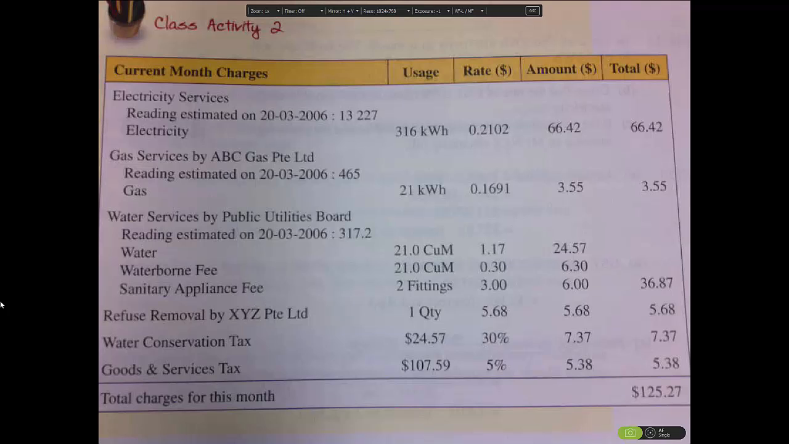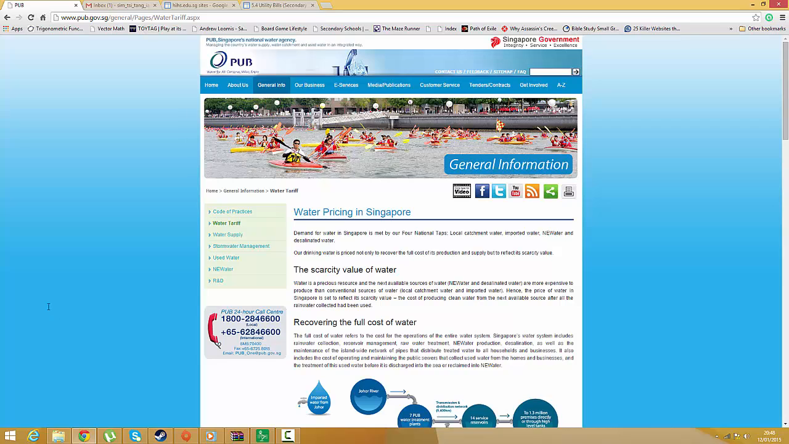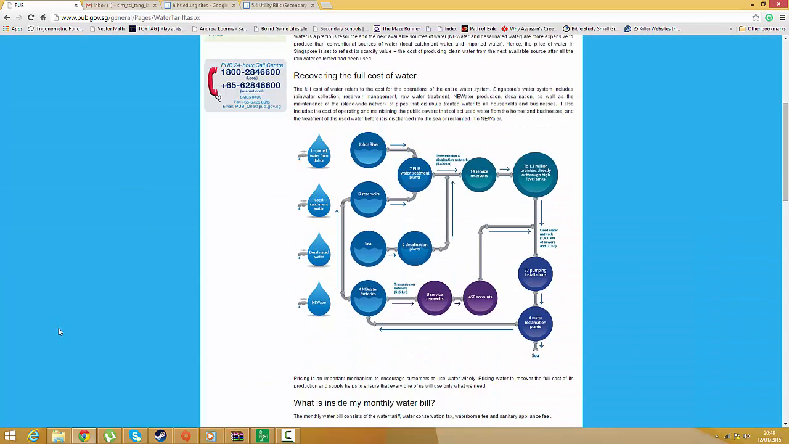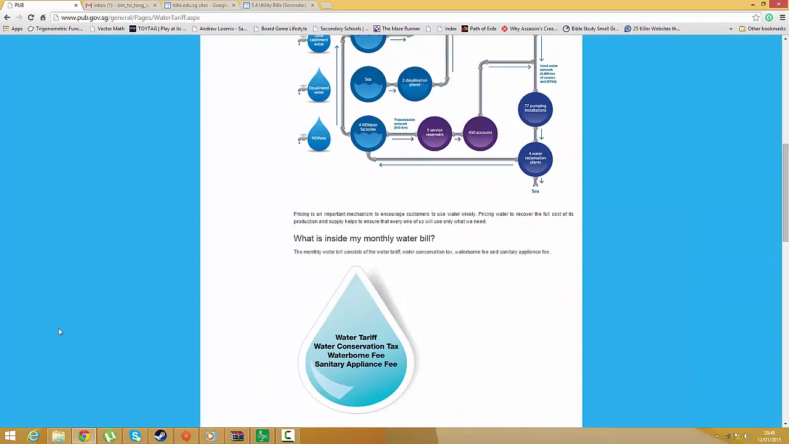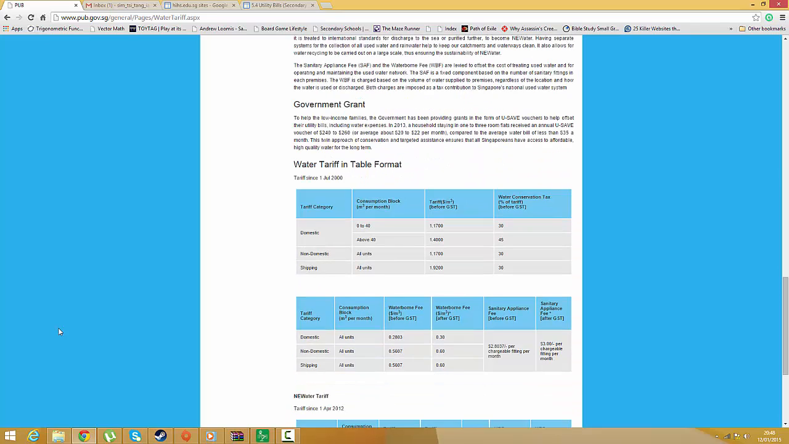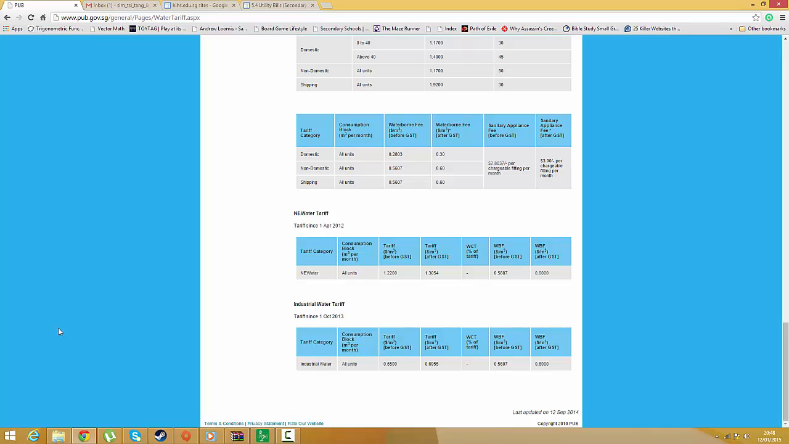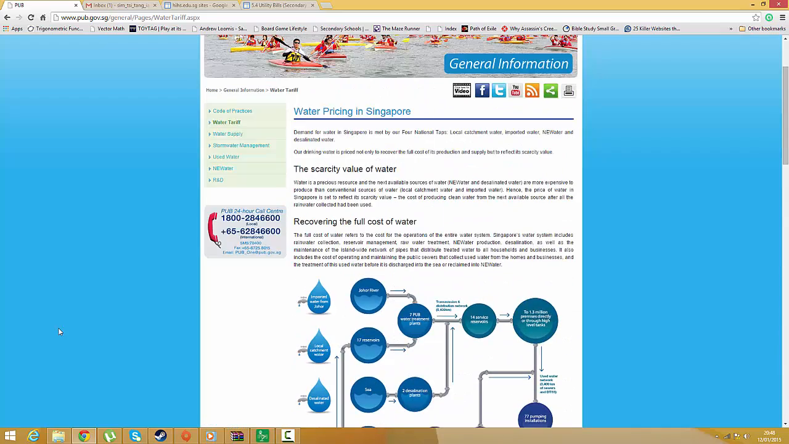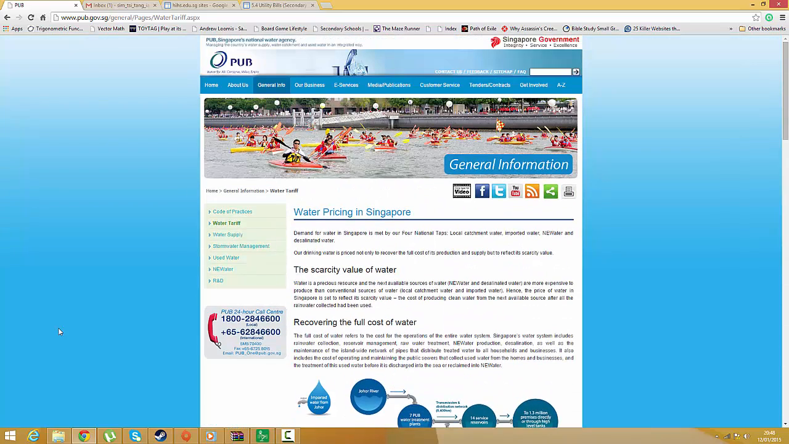If you look at my list of references, I've given you a link there. You can go to the PUB website to learn more about what goes into your water bill. Let me show you the website now, down here. Notice they have all these nice diagrams over here. They talk about the water tariff, the tax, the government grant, and they have these nice tables there to explain what you're actually paying for.